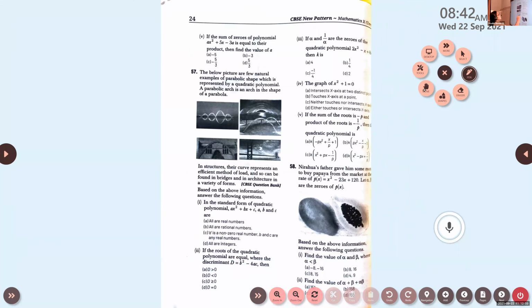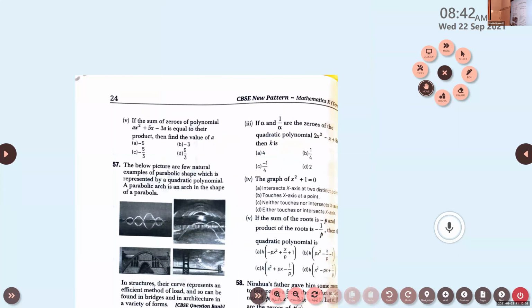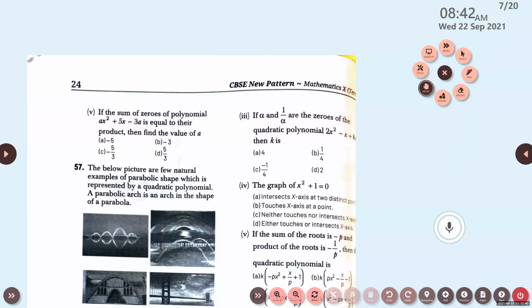Question number 5. The sum of zeros of the polynomial. Ma'am, can you show the previous question?